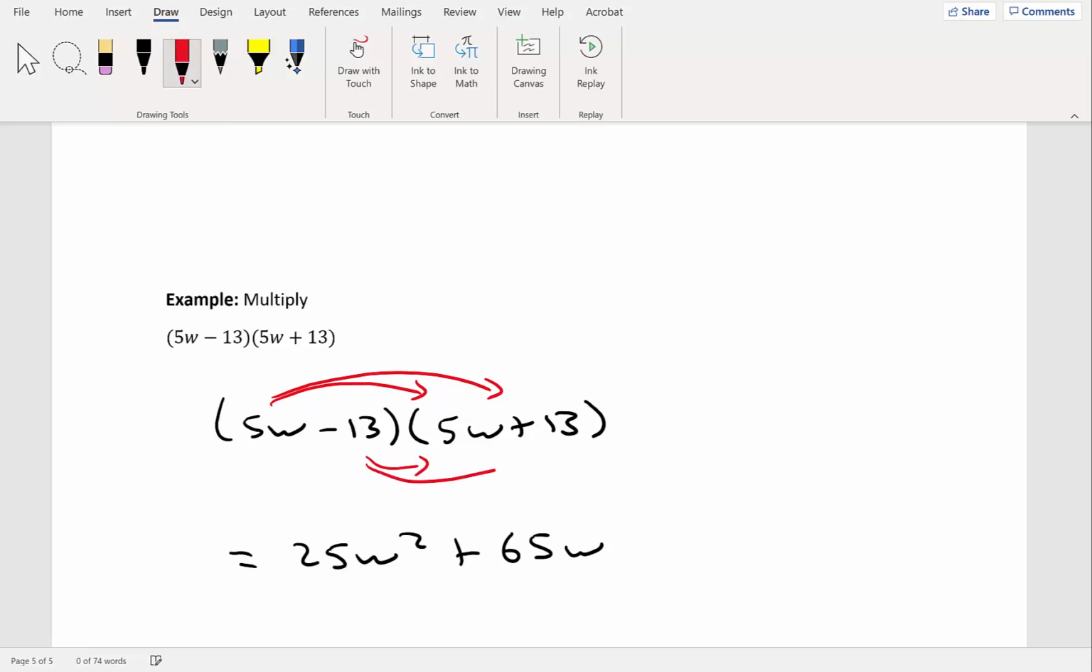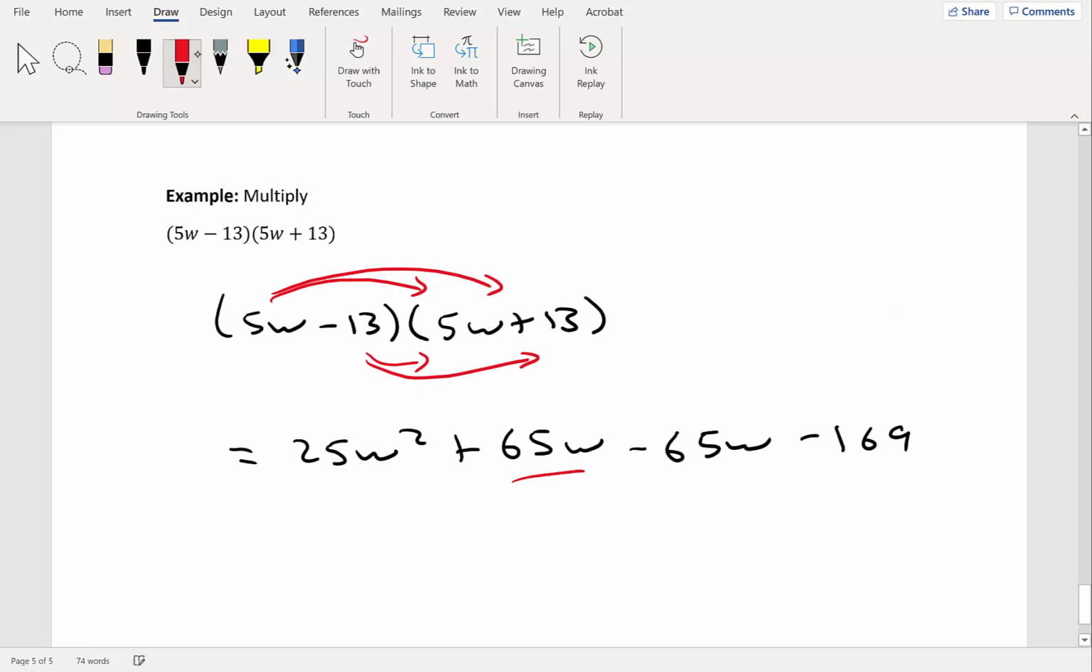Take the negative 13 and distribute out to each one of these. Negative 13 times 5w, again, negative 65w. Negative 13 times positive 13 gives me negative 169. Just remember, you have to combine like terms. So I could combine the 65w and negative 65w. These two terms cancel out with each other, and I'm just left with 25w squared minus 169. And if you were to use the formula, you would get exactly the same answer.